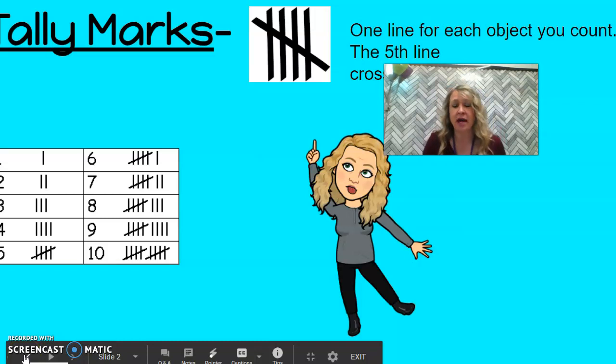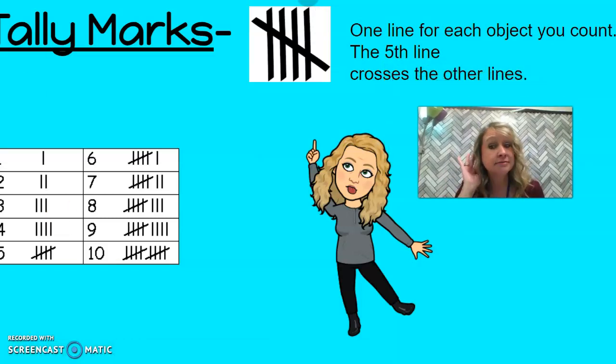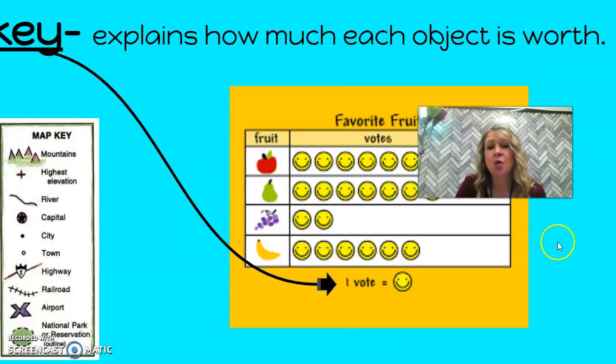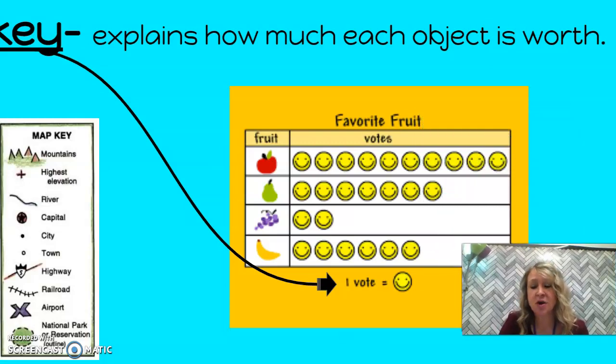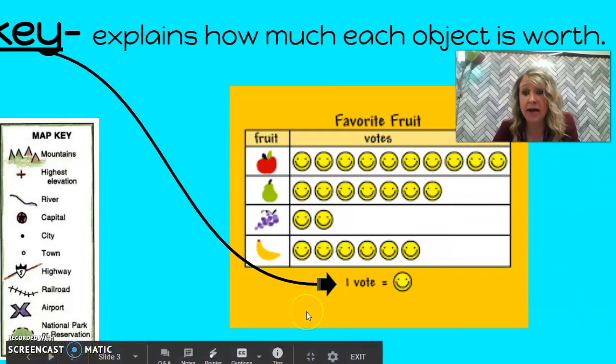Let's review our vocabulary words. What are these called? Tally marks. What is this called? Right there. It's got the happy face. That's called a key, correct. Just like we have a map key over here that tells us what the pictures stand for. Same thing with the key on a graph.